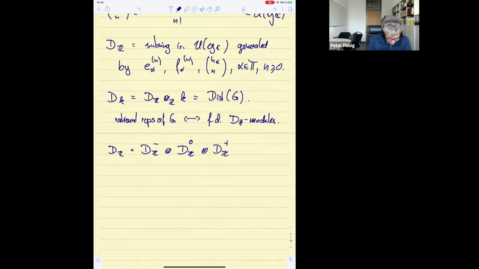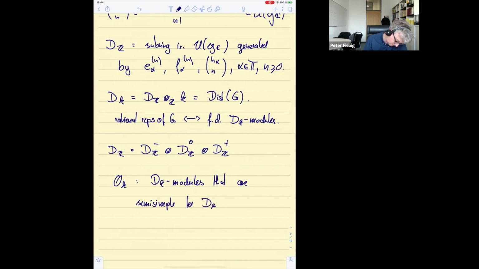And now a very natural thing to do is to look at the category O_K, which is the category of D_K modules that are semi-simple for the 0 part, and locally finite for D_K plus. But I don't assume that these modules are finite dimensional, so they don't come from rational representations of the group G.